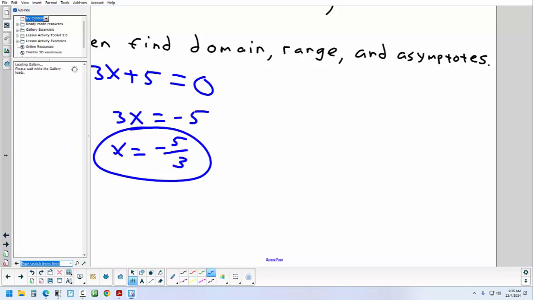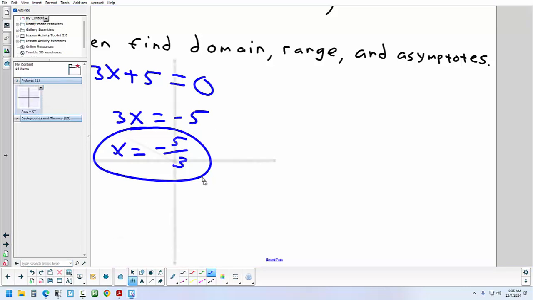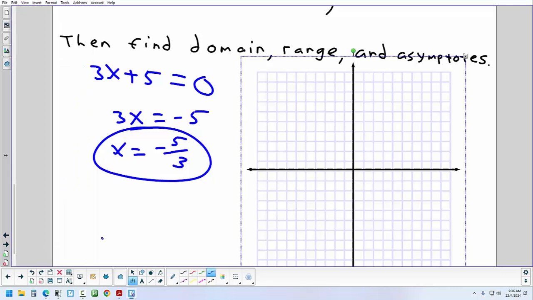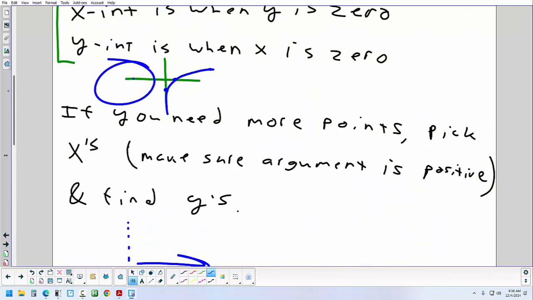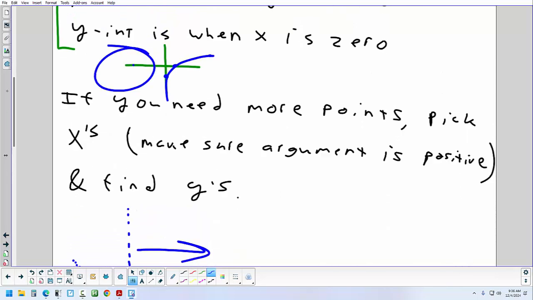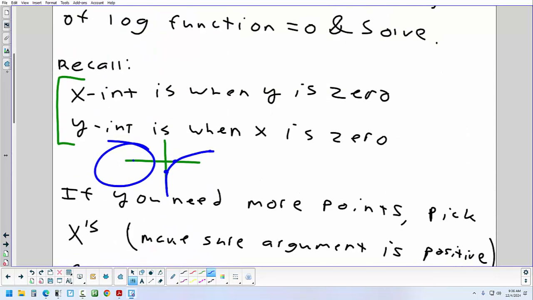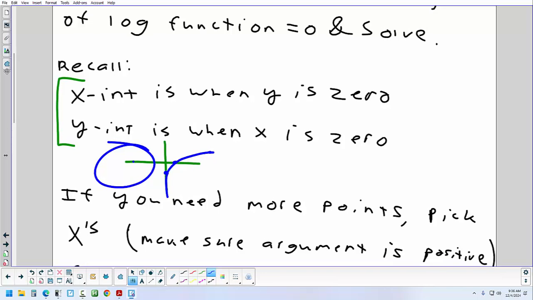Okay, let's sketch that right now. All right, so let's put in a vertical asymptote at negative 1.6. So somewhere, perfect, but somewhere right around there. Okay. Next thing, let's see if we can find our intercepts. So let's start with the y-intercept. What do we fill in, and what letter do we fill it in for to get the y-intercept?